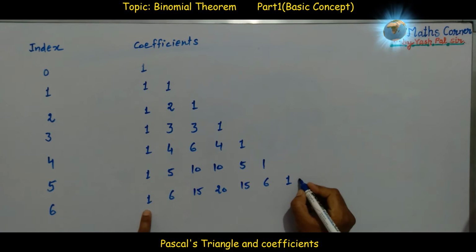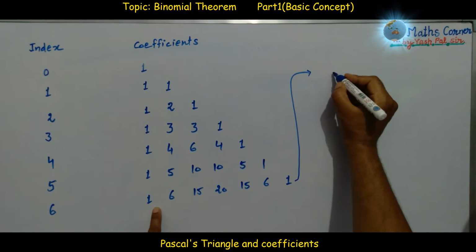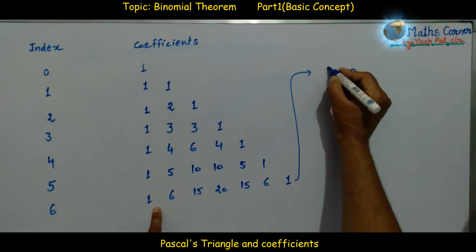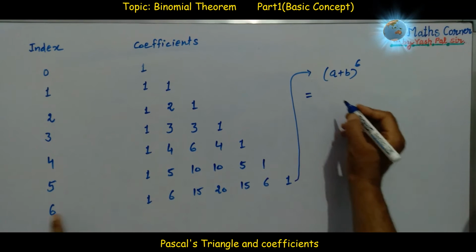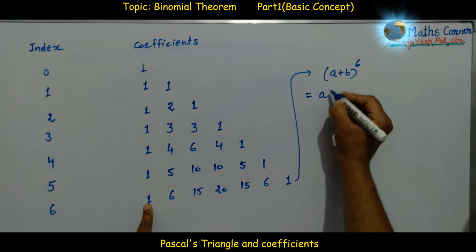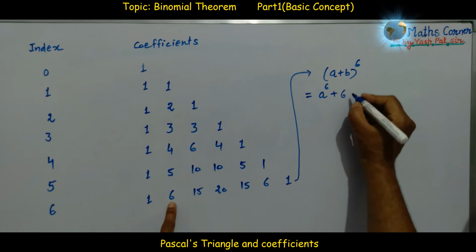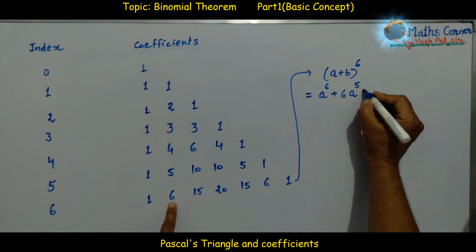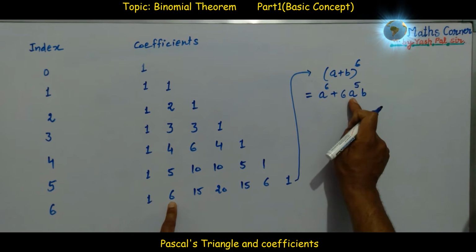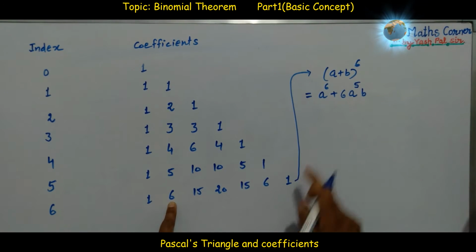Okay, so this way, what are the coefficients? It means from here what can we say? We can say what is (a plus b) whole raised to power 6, because 6 is the index. So we write first of all a raised to power 6 plus, next coefficient is 6, so we write here 6. Now the power of a will decrease. First this was a power 6, now this will become 5. The power of a will decrease by 1 and the power of b will increase by 1 in each next term.